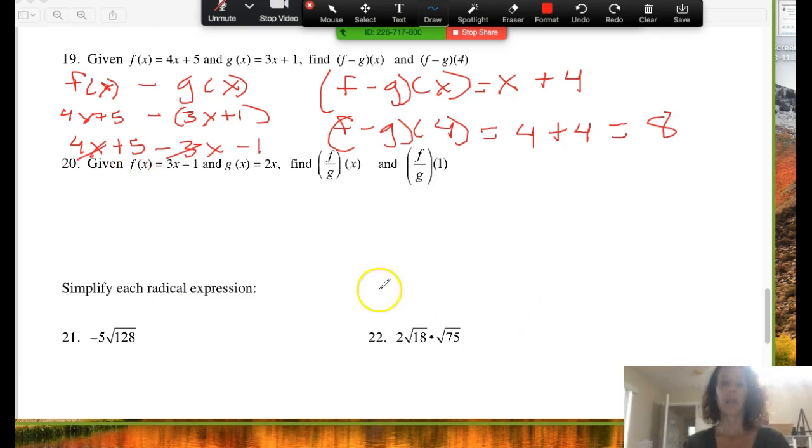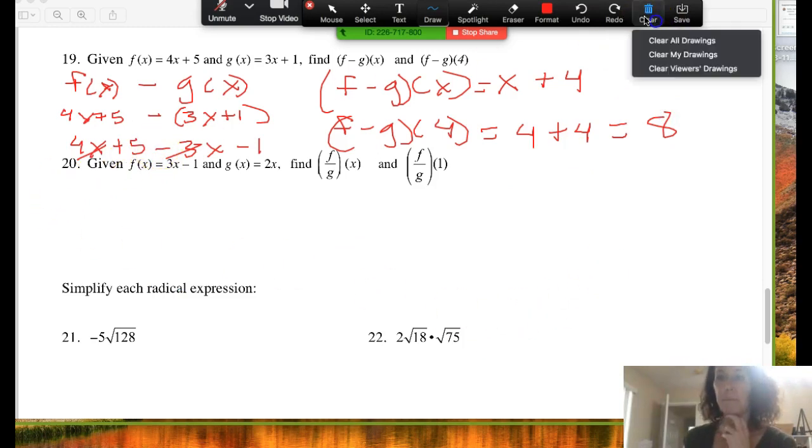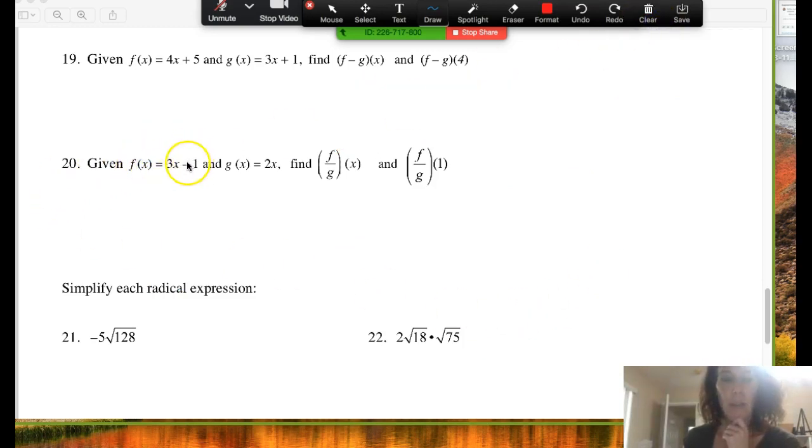Let's look at 20. If we have f of x is equal to this and g of x is this, I want f divided by g of x and then f divided by g of 1. So I'll plug in 1 for x after I've done it. F divided by g of x is simply f of x over g of x.